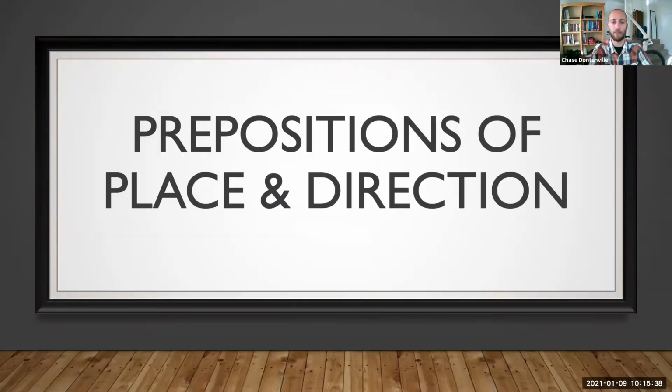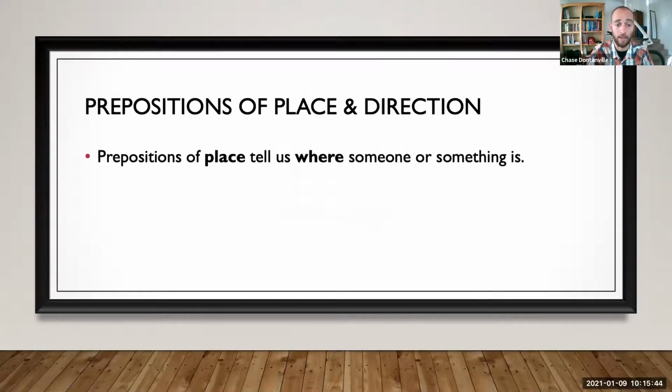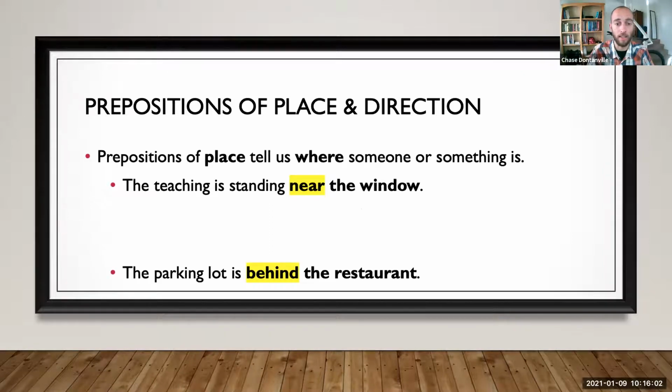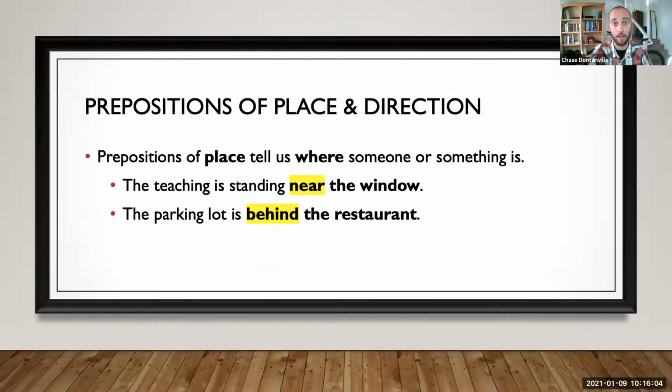Okay, now for prepositions of place and direction. So again, prepositions of place tell us where someone or something is. So the teacher, sorry, that should say the teacher, is standing near the window. So where is the teacher? Near the window. The parking lot is behind the restaurant. So where is the parking lot? Behind the restaurant. And let's meet outside the cafeteria. Where should we meet? Outside the cafeteria.